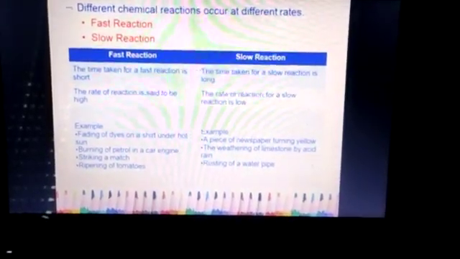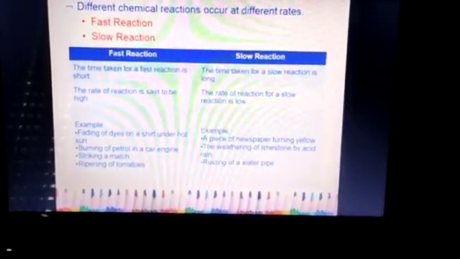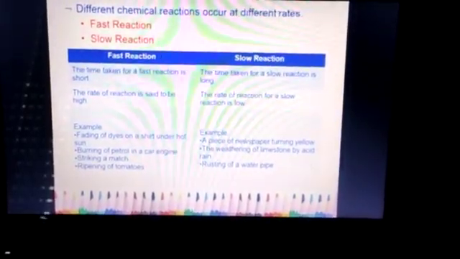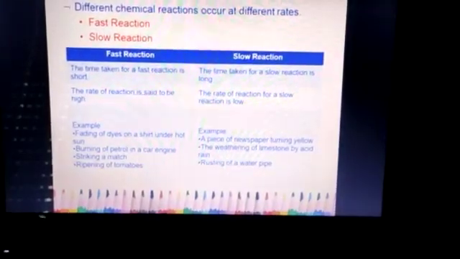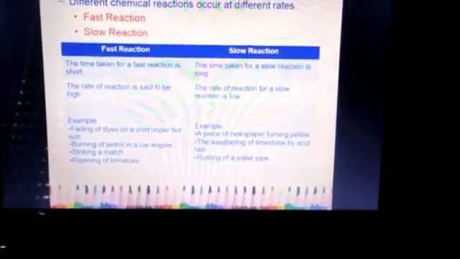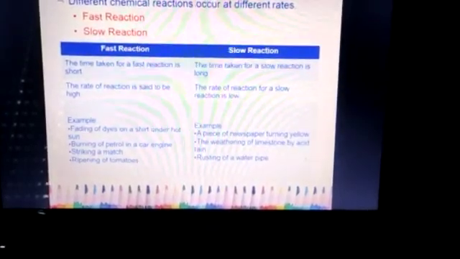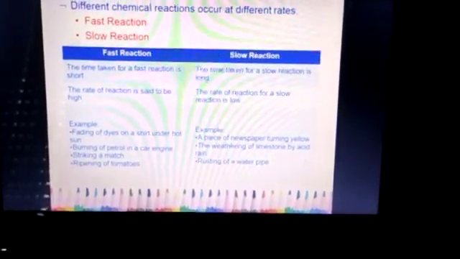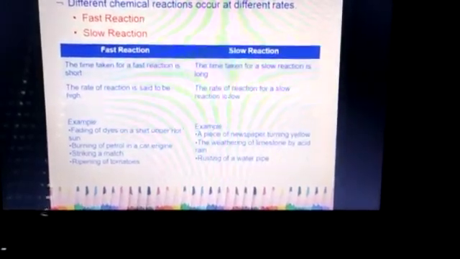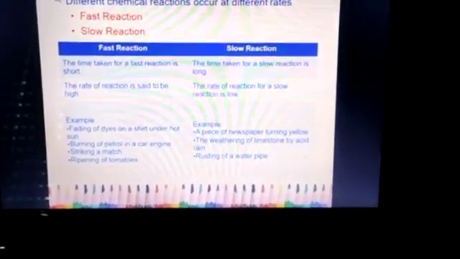For a fast reaction, the time taken is short. The rate of reaction is said to be high. For example, fading of dyes on a shirt under hot sun, burning of petrol in a car engine, striking a match, ripening of tomatoes.